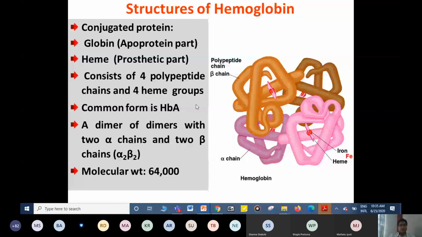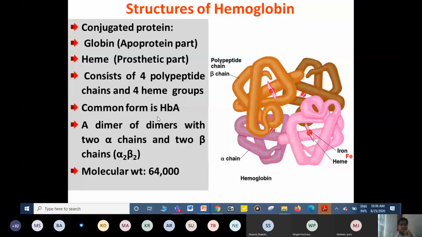It is a conjugated protein: globin is the apoprotein part, and we all know heme is the prosthetic part. It consists of 4 polypeptide chains and 4 heme groups. Don't be confused. It consists of 4 polypeptide chains, which means it also consists of 4 heme groups. In each individual polypeptide chain, there is also a heme group. As we have studied myoglobin first, you can compare each individual chain with myoglobin. If you compare each chain with myoglobin, then you will not forget that it consists of 4 heme groups. That means the 4 chains contain 4 heme groups.